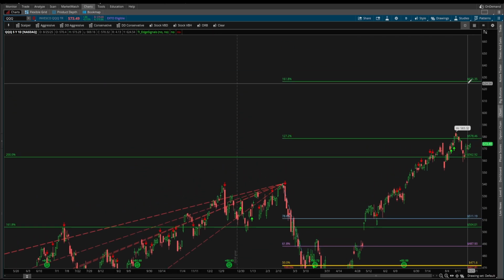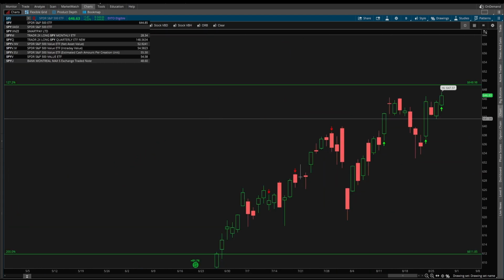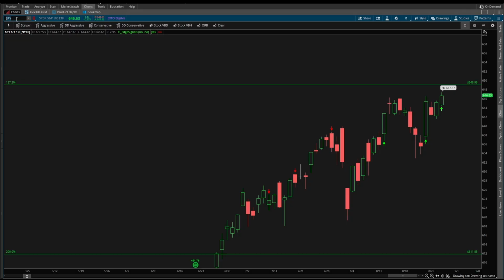In terms of upside levels, 626.35 is the next upside level. Inside of the S&P 500, we have the upside level much closer at 648.98.